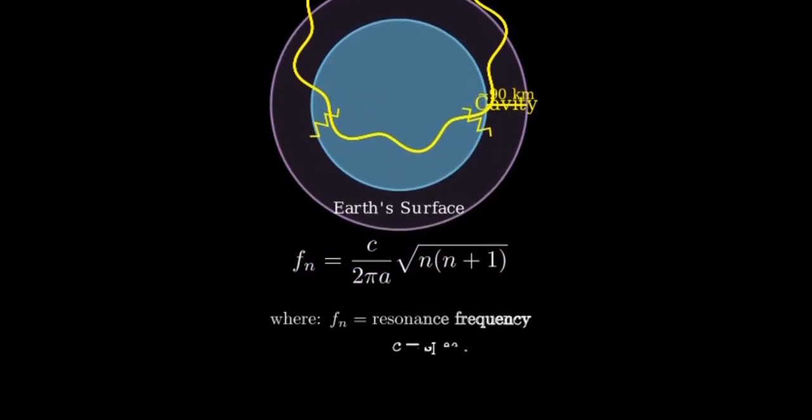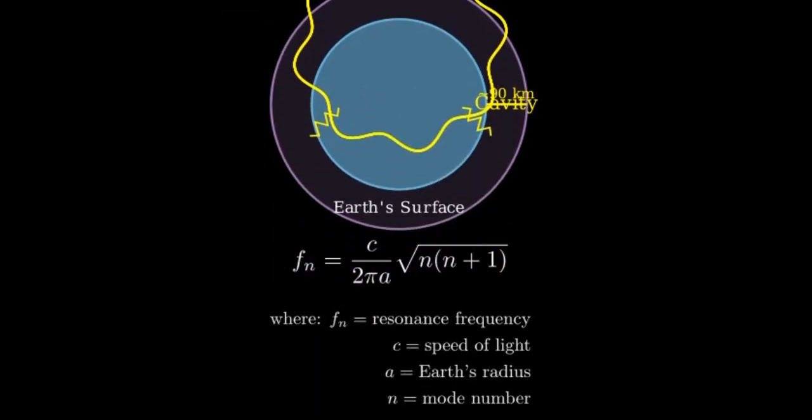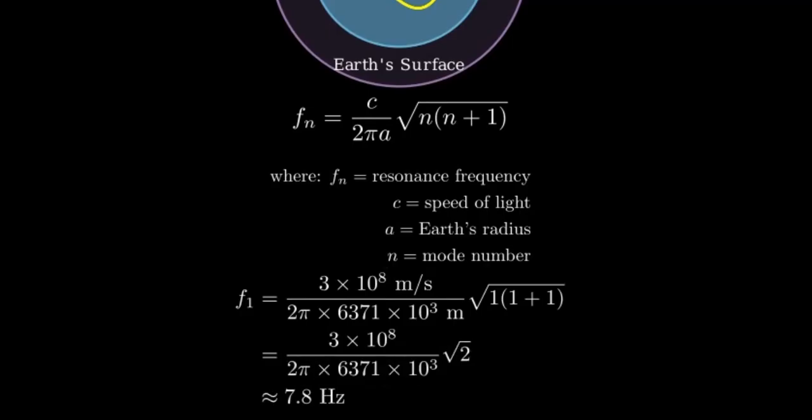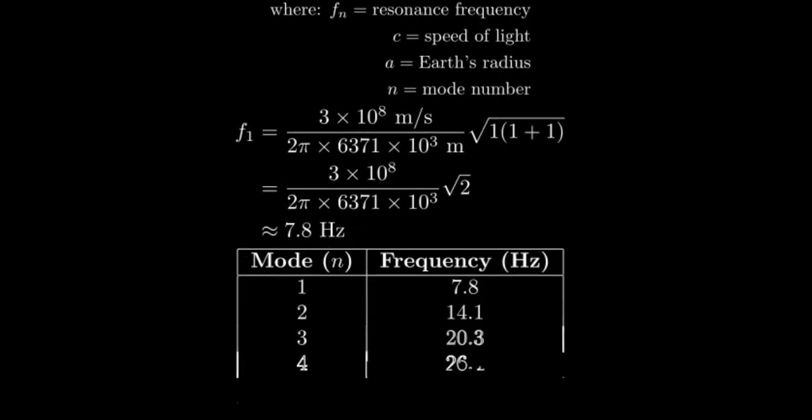Now, let's look at the mathematical model of the Schumann resonance. The resonance frequencies can be calculated using this formula, where n is the resonance mode, c is the speed of light, and R is the Earth's radius. For the fundamental mode, where n equals 1, and using the speed of light as approximately 3 times 10 to the 8 meters per second, and Earth's radius as approximately 6,371 kilometers, we get approximately 7.8 Hz. There are also higher modes of resonance at approximately 14, 20, 26, and 32 Hz.